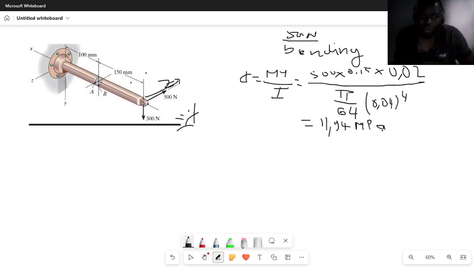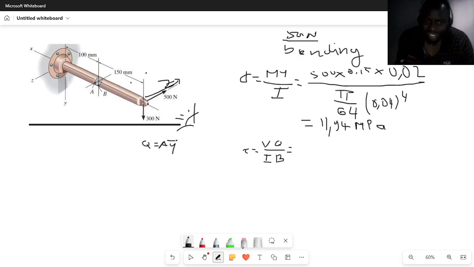Now the same force 500 is also causing a shear, and this is the formula of that shear. We say it is VQ over IB, or IT, remember I said it is the same thing. B is standing here for the thickness, which is simply the diameter. And from the previous session, I've explained to you what Q is. Q basically is what we call A y bar. I will explain this one as well.